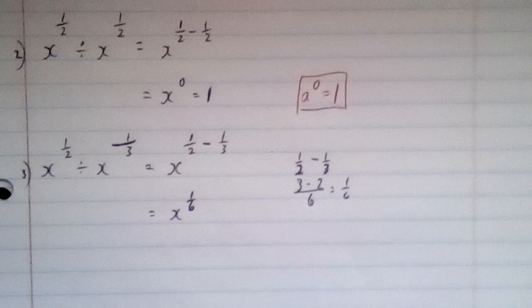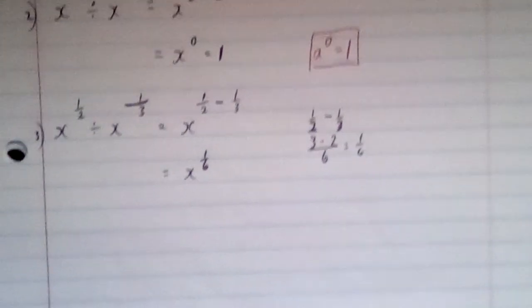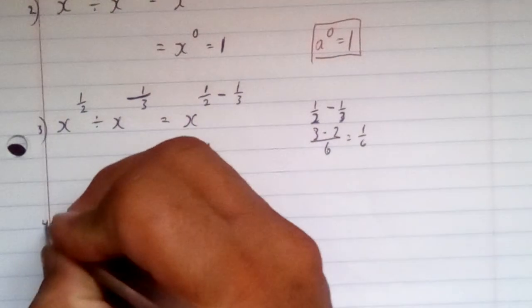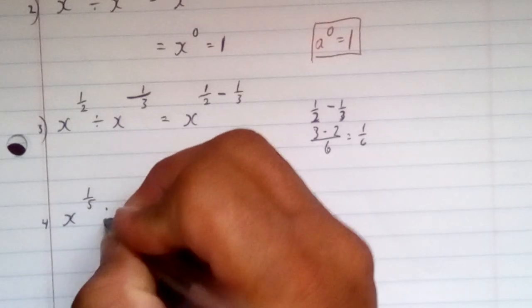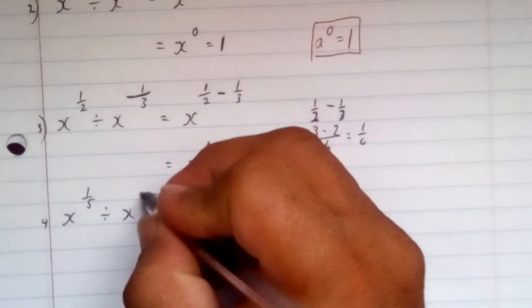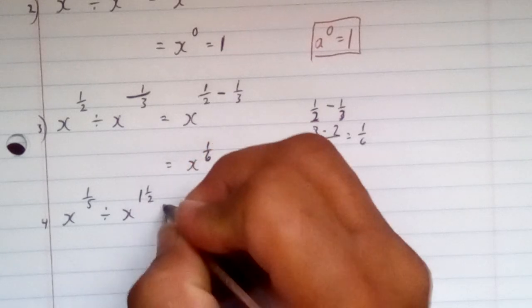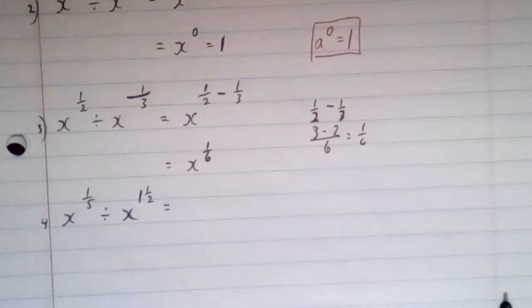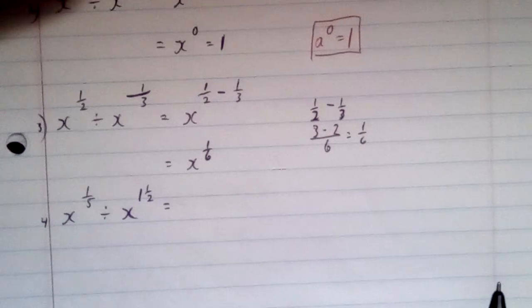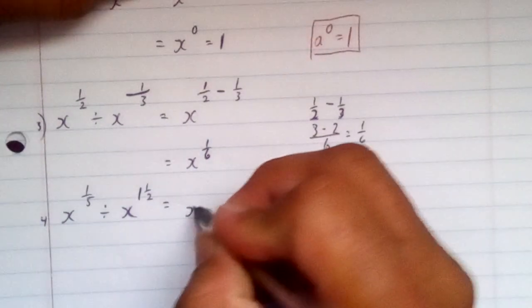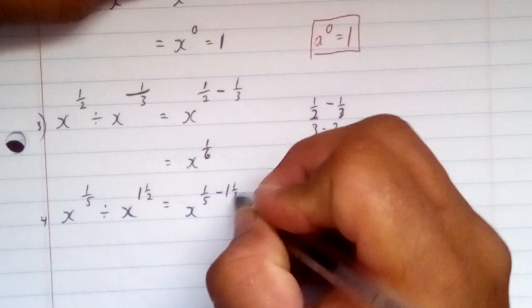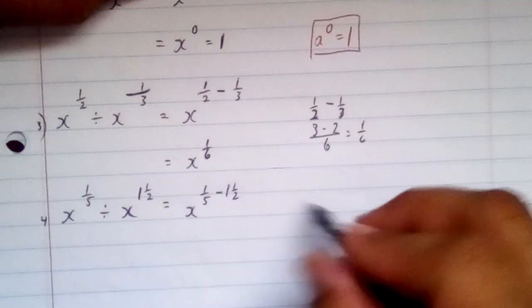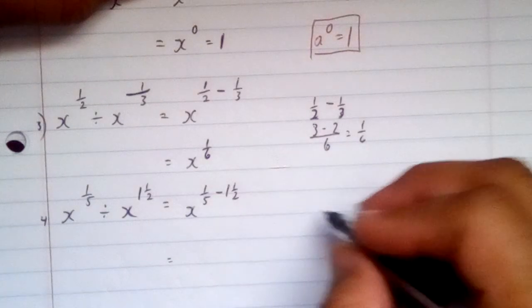Let's try now one where we have a mixed number. So if we are working with x to the 1/5 divided by x to the 1.5, what do we do now? Well, the rule doesn't change again. We keep the base and say 1/5 take away 1.5. Go back again and do your working of the powers on the side.